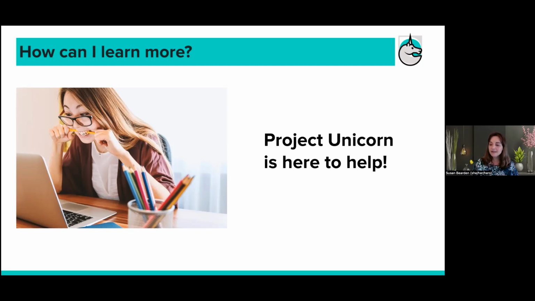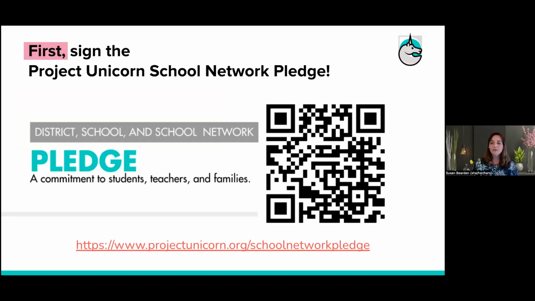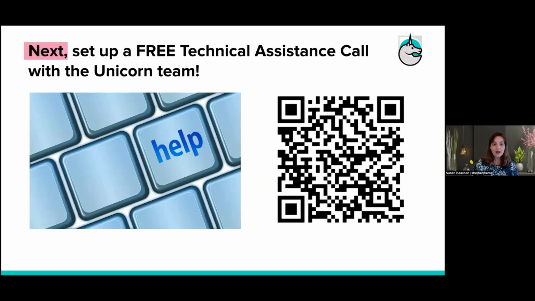Just want to remind everybody that if you have more general questions on interoperability, Project Unicorn is here to help. And if you are interested in learning more, first, we would recommend that you sign the Project Unicorn School Network Pledge. The pledge basically indicates your school system's commitment to implementing data interoperability and protecting the privacy of student data. You can see the QR code on your screen, or if you just go to our Project Unicorn website, you can easily find the pledge by navigating the menus.